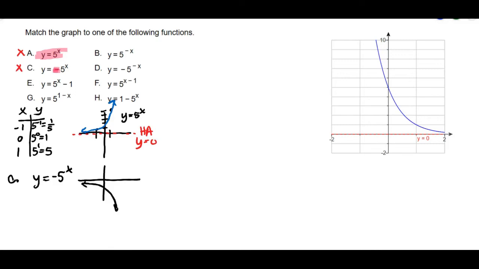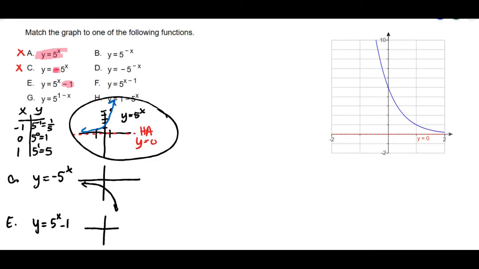Then looking at answer choice E, y equals 5 to the x minus 1, that minus 1 is a vertical shift. So once again, starting with this picture, if we were to vertically shift down 1 unit, that would take the horizontal asymptote down, giving us a picture that looks like this. So that's not the right answer.